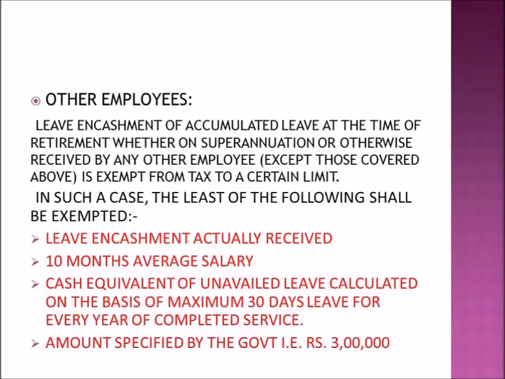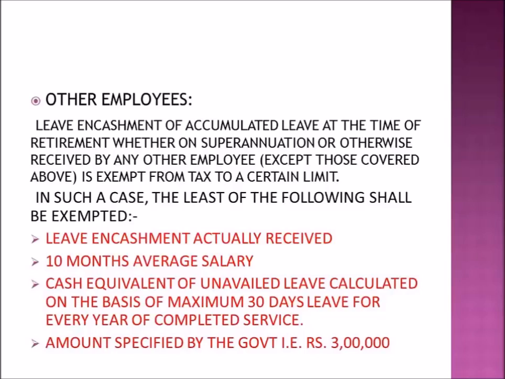And what is the limit? The limit is the least of the following shall be exempted. These are the four conditions, four figures, and the least amongst these four figures will be exempted and the remaining will be taxable. And what are the four amounts? Leave encashment actually received. If this is the least amount amongst the four, then the full leave encashment will be exempted and nothing will be taxable.